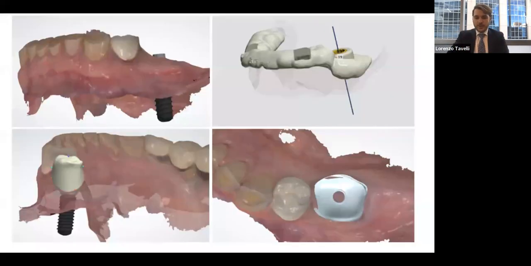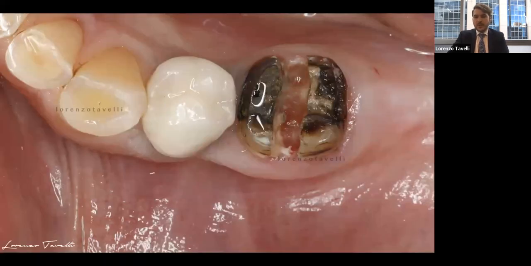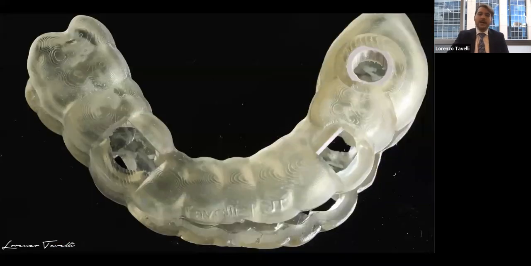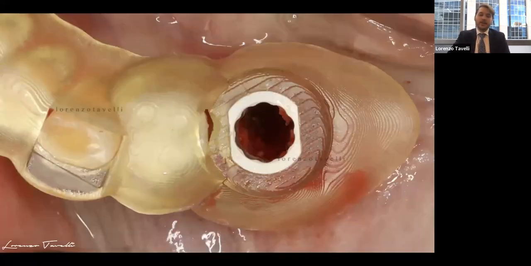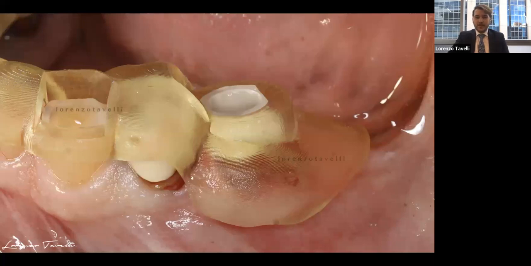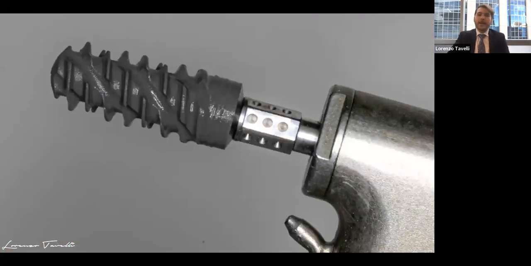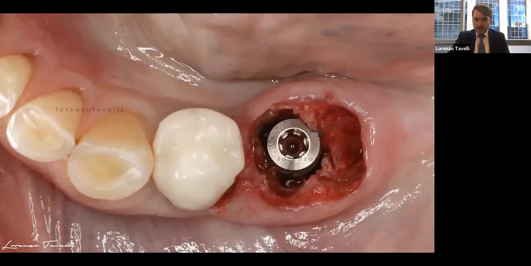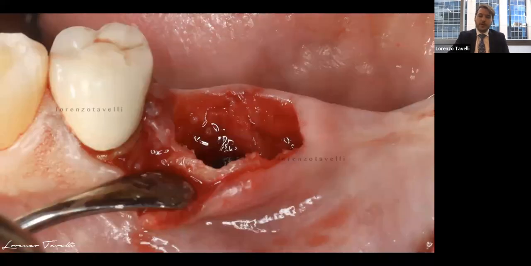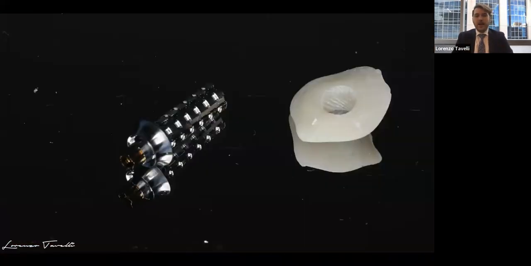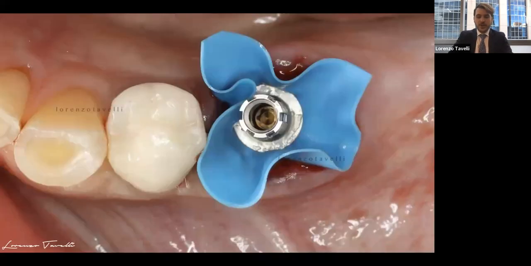So this is a tooth that was considered non-restorable for a decay at the level of the root. We extract the tooth, and with a guide, we plan the immediate implant placement based, of course, on the occlusion of the patient and several other parameters. Here I go relatively quick. What I want to show you is that after that I also prepare a provisional restoration, which is called the socket seal abutment.